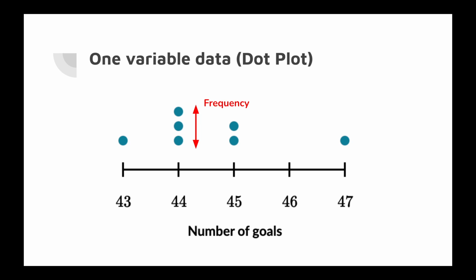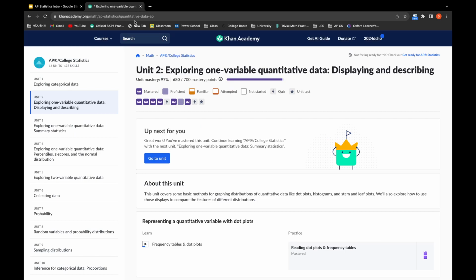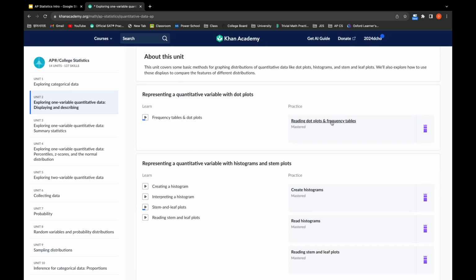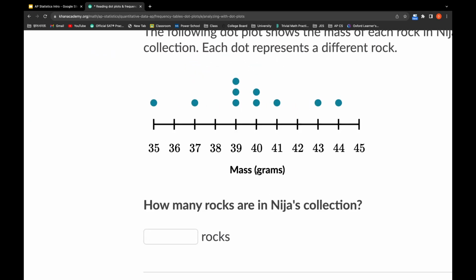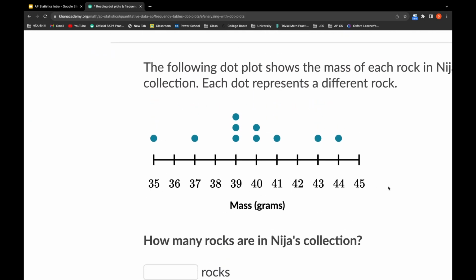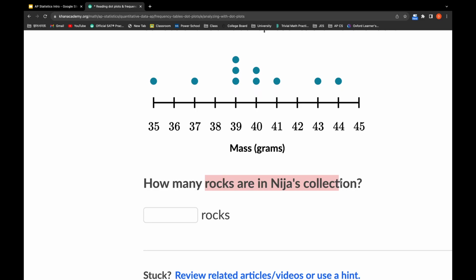Now let's take a look at some questions in Khan Academy. Here, reading dot plots and frequency tables. So here's our problem about dot plots. It says the following dot plot shows the mass of each rock in Nija's rock collection. Each dot represents a different rock. So here we can see the numbers here are mass in grams, and as we covered in our slide, the number of dots above each number is the frequency. So let's see, how many rocks are in Nija's collection?